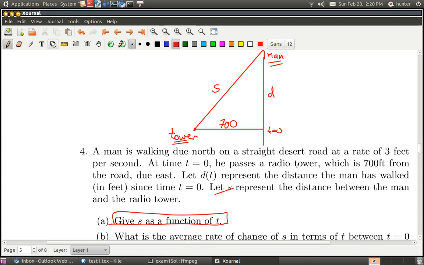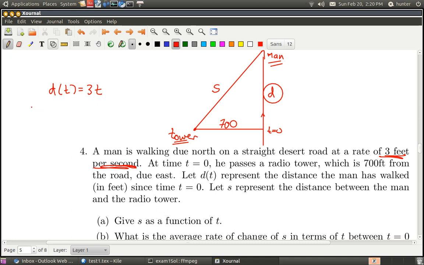Alright, so we're going to do that just like we did in class. And so what is the trick? The trick is first to write d as a function of time. And we can do that because we know the rate. The rate is 3 feet per second. Since the rate he's walking north is 3 feet per second, we know that d as a function of time is just 3 times t. So this is how many feet he's gone t seconds after t equals 0.